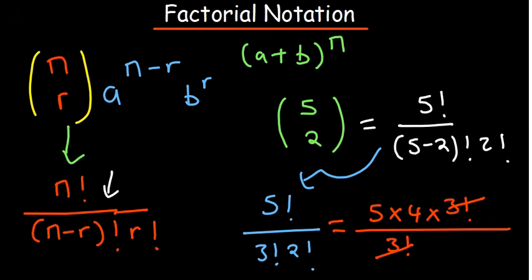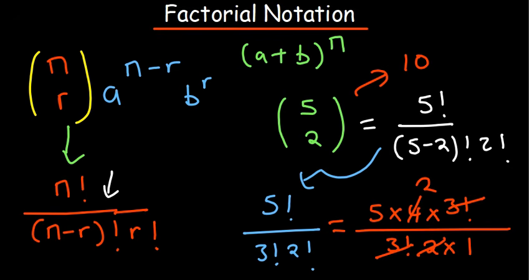But don't forget that there's also a 2 factorial, which is the same as 2 times 1, which if I divide into 4 will give me a 2, giving us the answer of 10. I think that introduces some of the things that are interesting about this.